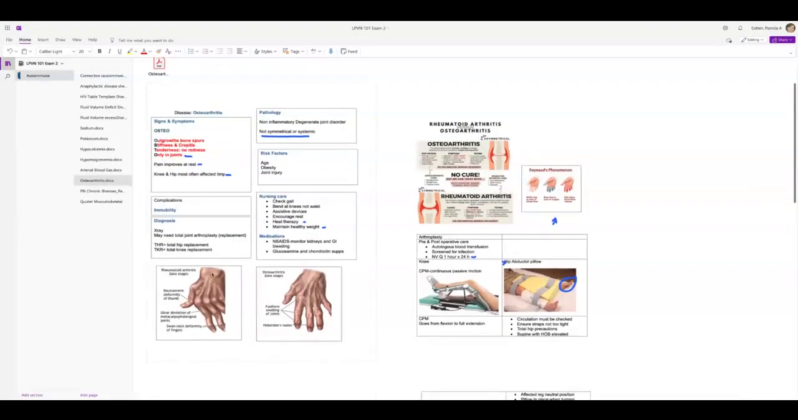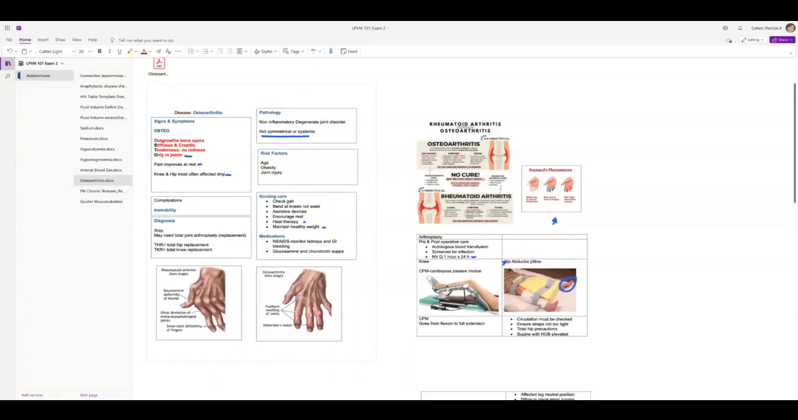Here's somebody with rheumatoid arthritis, so they have the swan neck, and here's somebody with osteoarthritis. They have deformed hands, but with osteoarthritis, it's not as debilitating as the swan neck. Anyways, with osteoarthritis, the pain improves at rest.